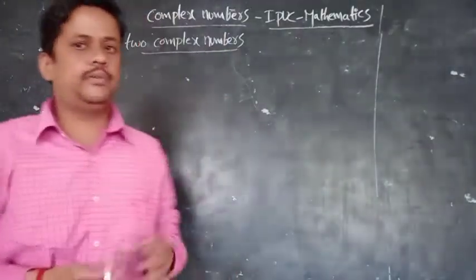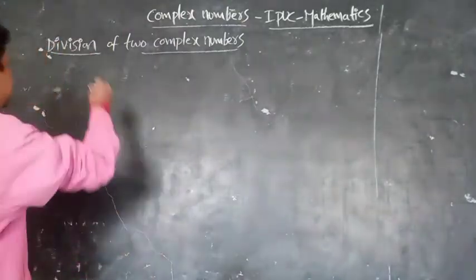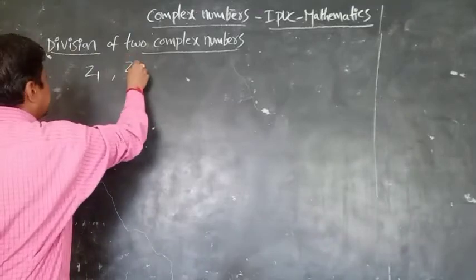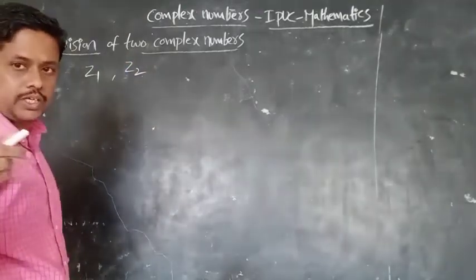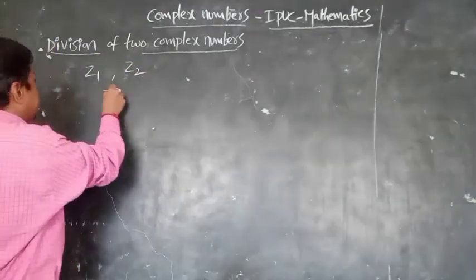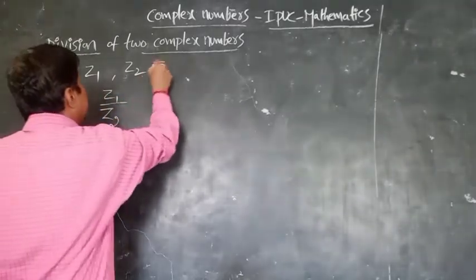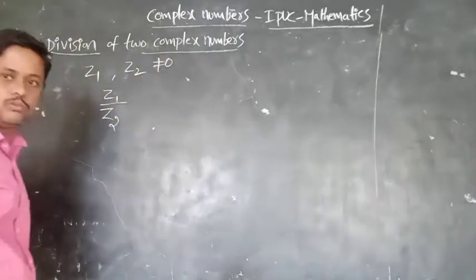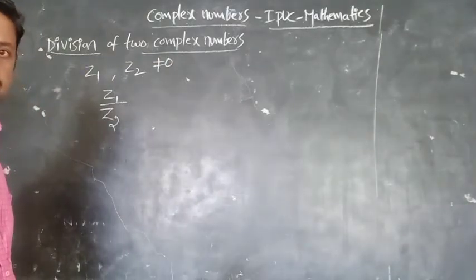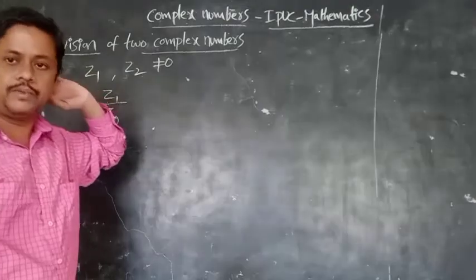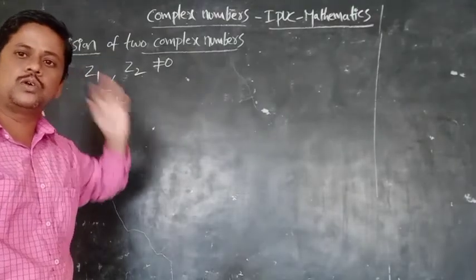So let us take the division of two complex numbers. Let us consider Z1 is one complex number and Z2 is another complex number. The division of the two complex numbers can be represented as Z1 divided by Z2. Here Z2 should not be 0. So it is called the division of two complex numbers.